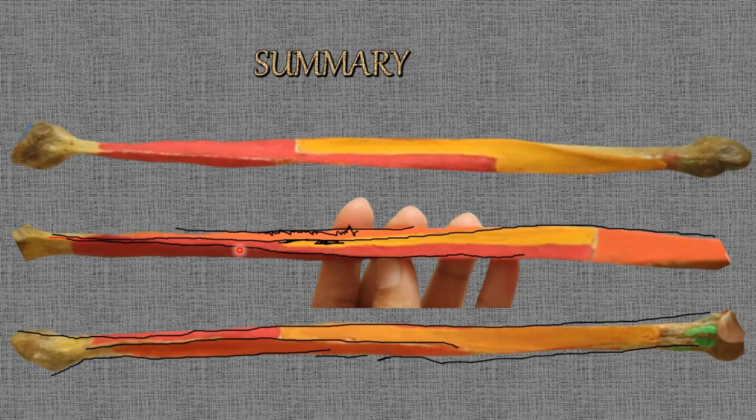Medial surface: extensor digitorum longus, extensor hallucis longus, and peroneus tertius. Posterior surface: tibialis posterior, soleus and flexor hallucis longus muscle. I hope we are clear.